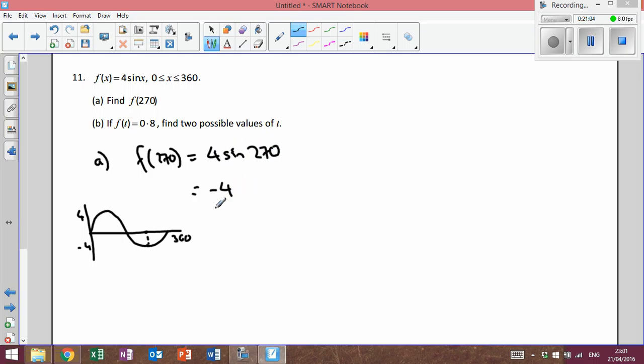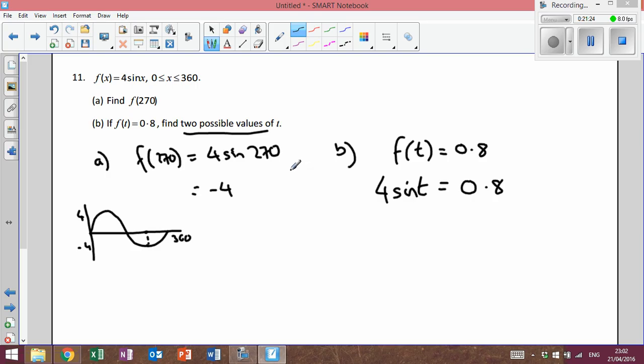Okay, so B, we're looking for when f of t is equal to 0.8. Now f of t is going to be the same as f of x, except rather than having the x at the end, it's got the t at the end. So again, we're solving a trig equation, and like it tells us, we're looking for two possible values. We get two values from our CAST diagram. So the first thing we're going to do is get rid of this 4. So divide by 4, sine t is going to be equal to 0.2.